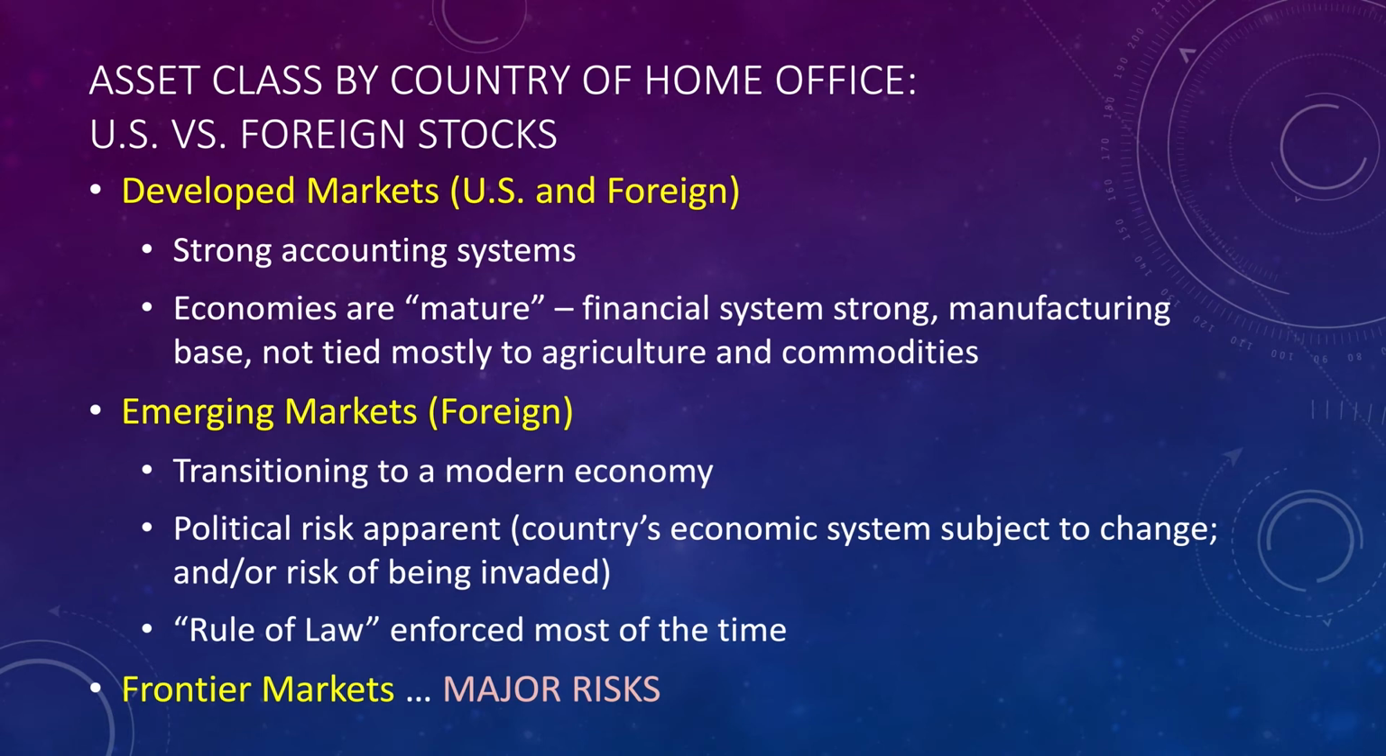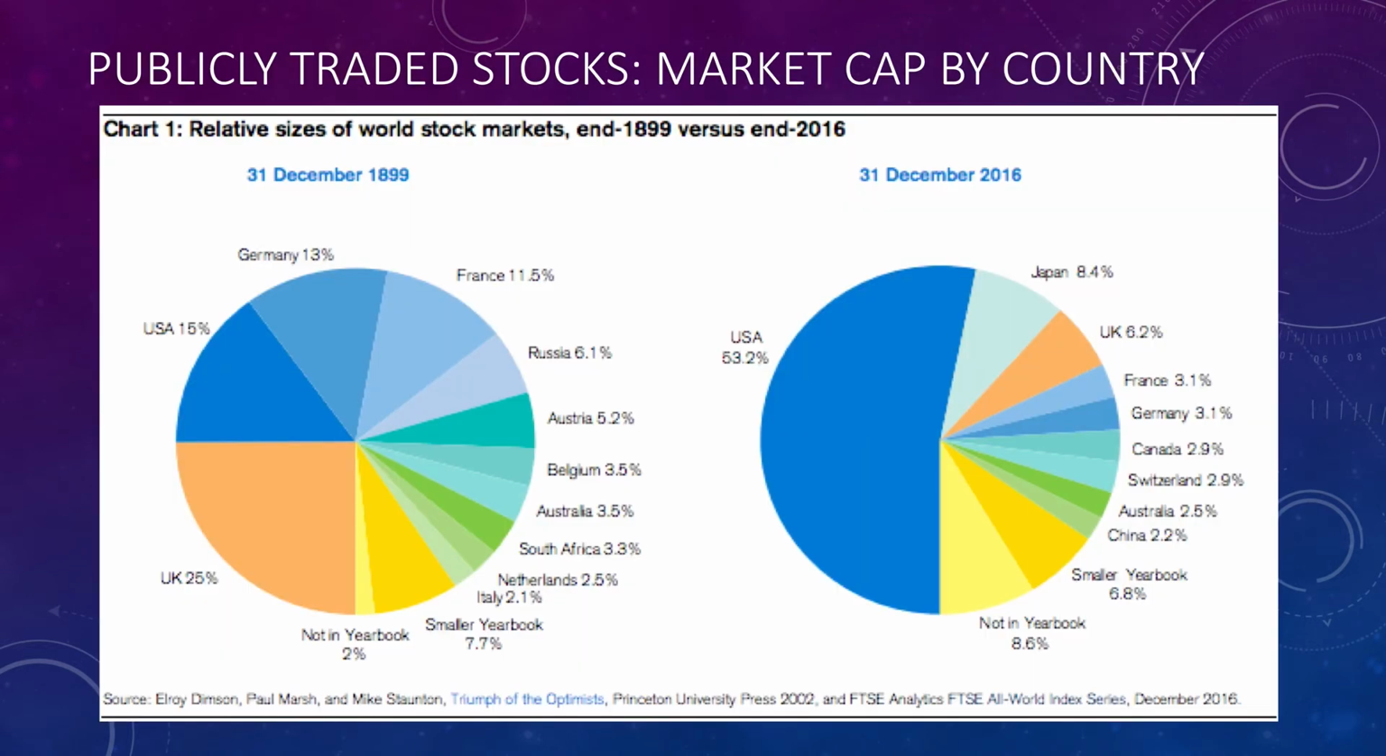Now, if we look over to the right, we see that the U.S., all the publicly traded stocks in the U.S., accounted as of 2016 for about 53% of the markets. It's right around 50% now. Next was Japan, United Kingdom, France, Germany, Canada, Switzerland, Australia, China, 2.2%. So even though China's economy is, by some measures, either equal to or even exceeding the size of the U.S. economy, they don't have a lot of publicly traded stock in terms of the market capitalization, the value of the publicly traded stock.